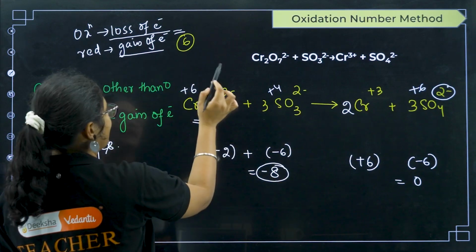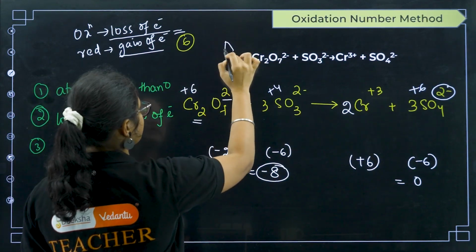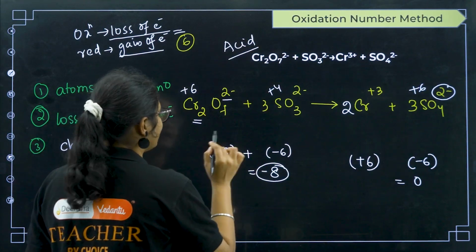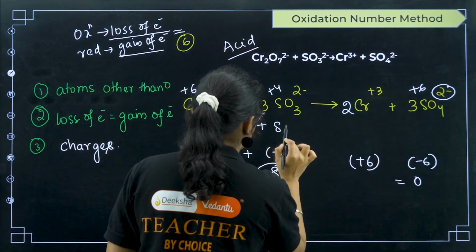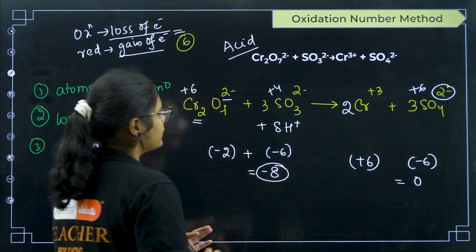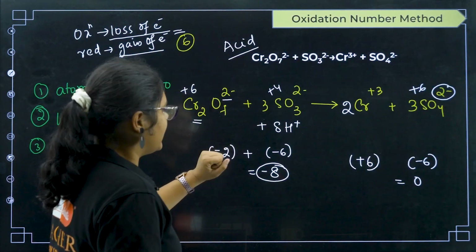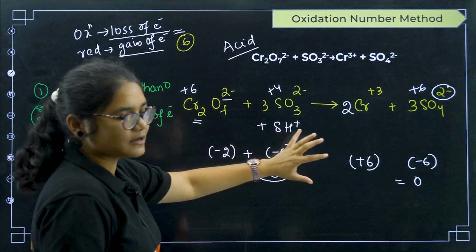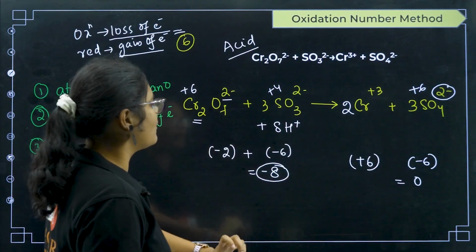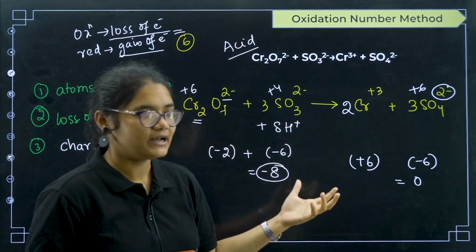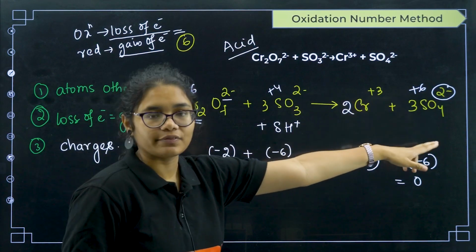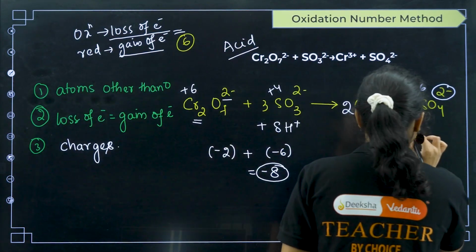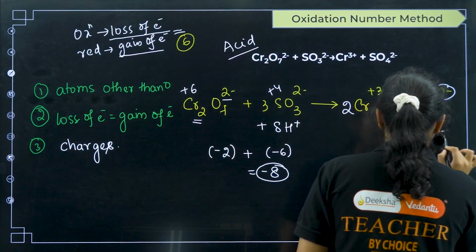Okay, and this is an acidic medium, right? The question was given in acidic medium. So to make it 0, you have to add H plus. So how many H plus will we add? 8 H plus. Now you see, if I add 8 H plus, the ionic charge is now balanced on both sides. But now hydrogen is not balanced, right? So I need to add water on that side to balance this hydrogen. If I have added 8 H plus, then I need to add 4 water molecules.